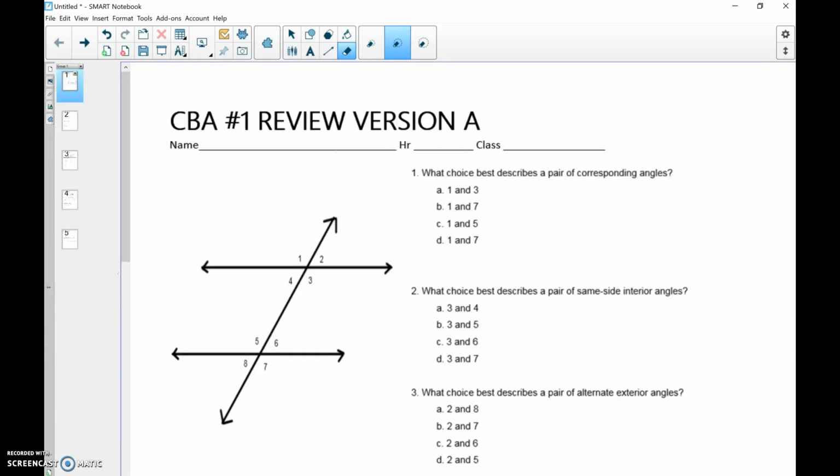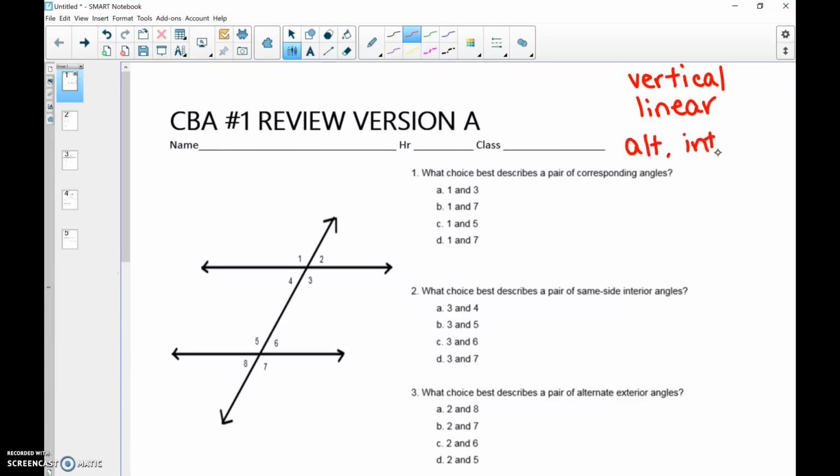All right, so this video is going to go over questions 1, 2, and 3 from the review version A. These all have to do with this picture over here, and I do want to start off by talking about some of the other angles that weren't included, but you could see on the test as well, because these are not necessarily the questions that you'll get on your CBA. So vertical angles weren't mentioned, linear, and then also alternate interior angles.